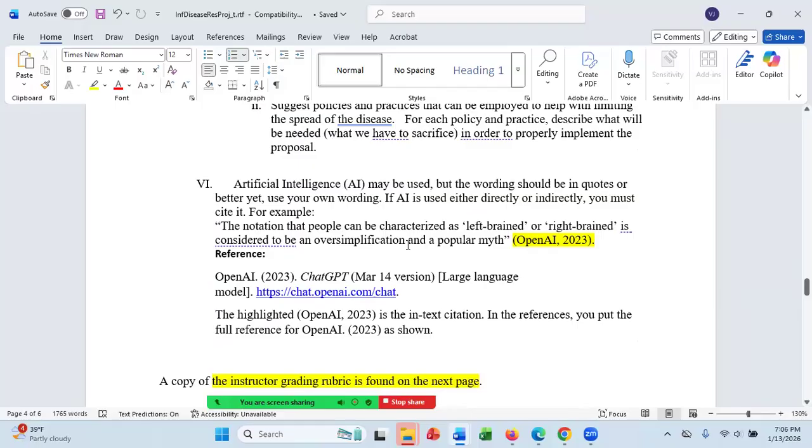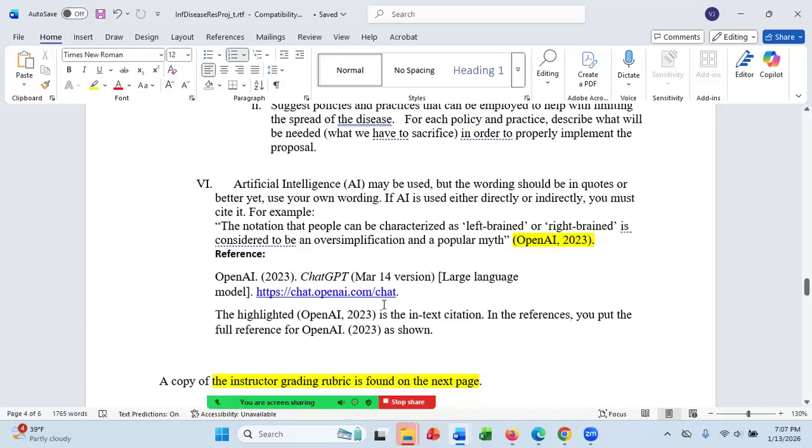"The notion that people can be characterized as left brain or right brain is considered to be an oversimplification and a popular myth." So that's put in quotes, and the person got it from OpenAI 2023. And so that would be the citation in the text. And then in the references, you have the full reference: OpenAI 2023, ChatGPT, March 14th version, large language model. And there's the reference, the web page for ChatOpenAI.